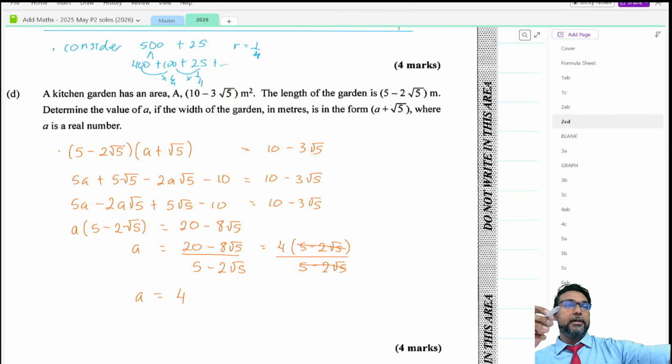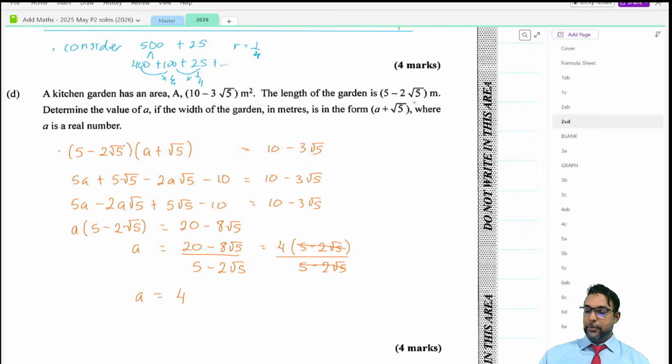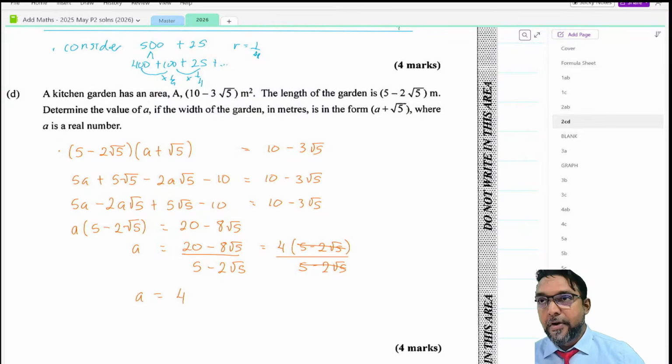Because when you do that, right? So when you did the division, it would have been equal to this. Then afterwards, your answer would have been 4 plus root 5 when you cancelled. And when you compared it to this, you could clearly see that the 4 matches with the a, and the root 5 and the root 5 correspond as well. So a would have to be 4. Okay, that's fine.